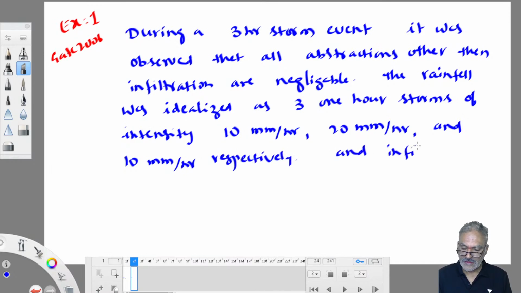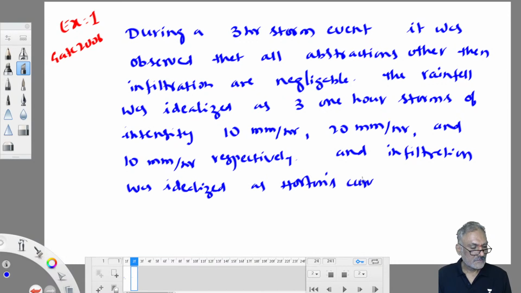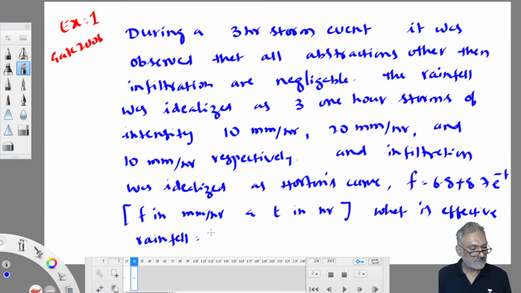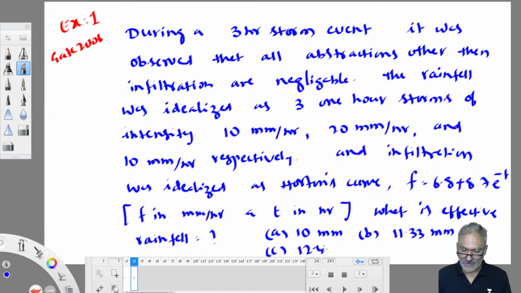And infiltration was idealized as Horton's curve, F is equal to 6.8 plus 8.7 e power minus t, where F is in mm per hour and t in hours. What is the effective rainfall? Effective rainfall means runoff. The options are: A 10 mm, B 11.3 mm, C 12.43 mm, D 13.63 mm. Four options are given, one is correct, and you have to pick the correct option.